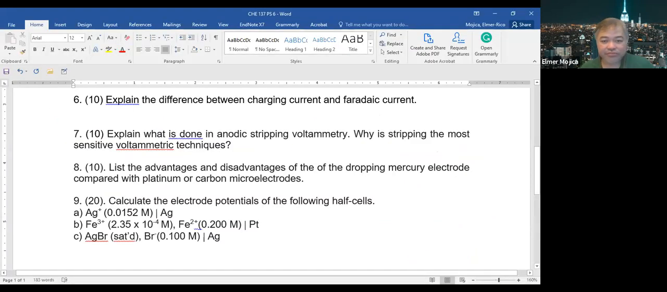Okay? And I think, ano yung isa pang question before tayo magkaroon ng calculation? So list the advantages and disadvantages of the dropping mercury electrode compared with platinum or carbon microelectrode. So start tayo. Disadvantages, ano? Kapag nag-ano ka ng dropping mercury electrode.